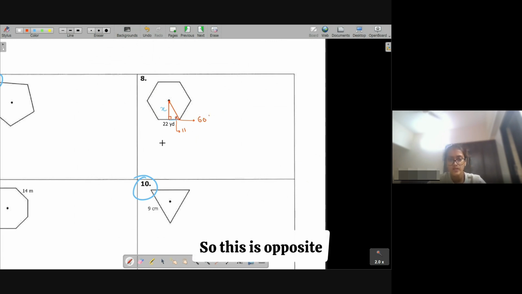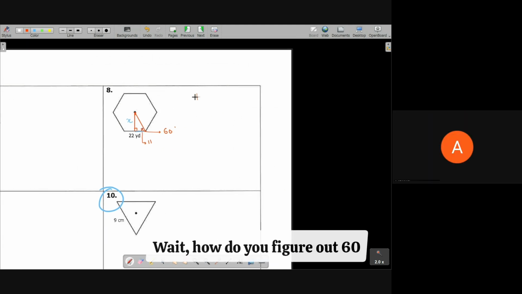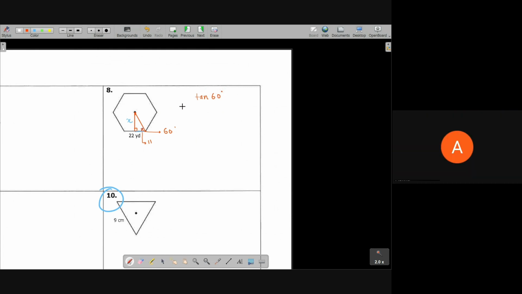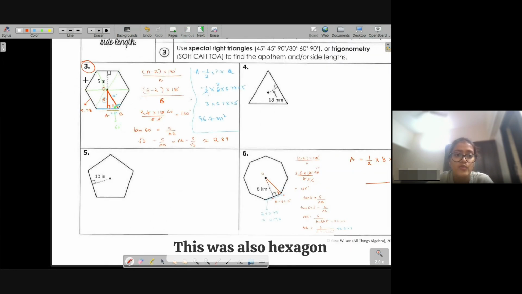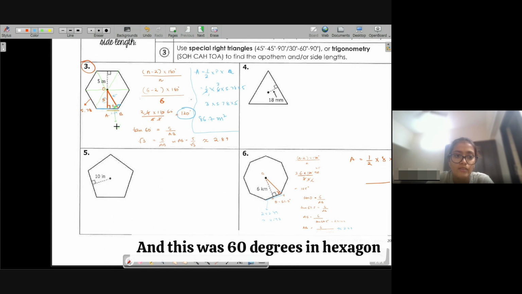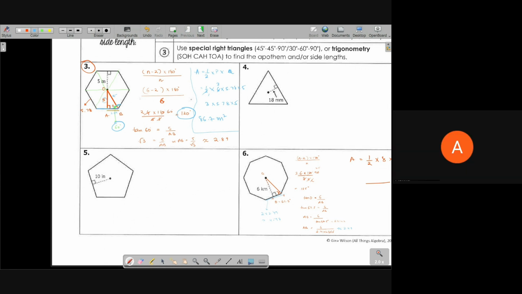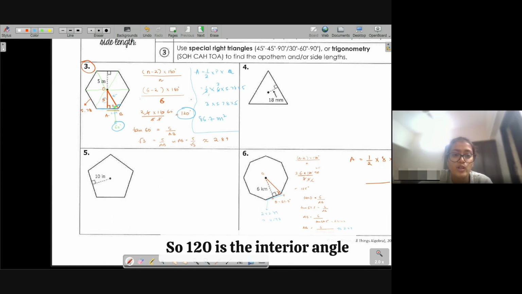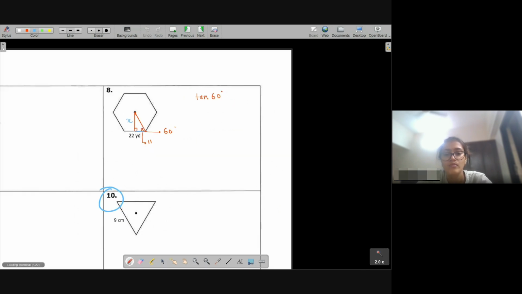So this is opposite and this is adjacent. So tan. How'd you figure out 60? Oh, this is a hexagon, right? In the previous question, number 3, this was also a hexagon. So I looked at the solution. We found the angle 120, and this was 60 degrees in hexagon. So 120 is the interior angle, so half of that is 60. Got it.